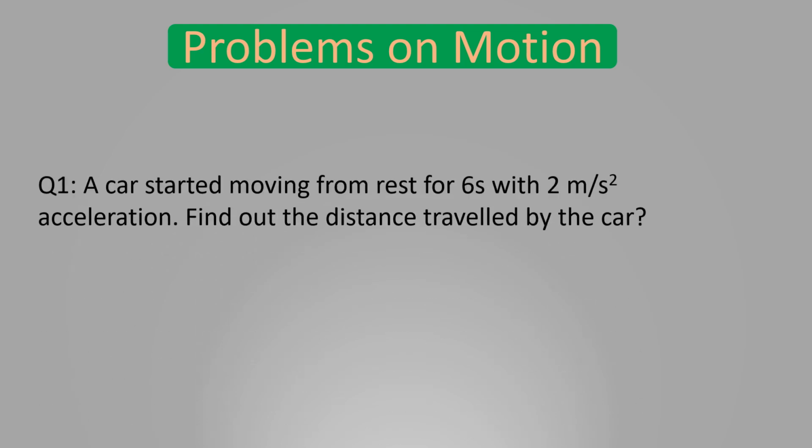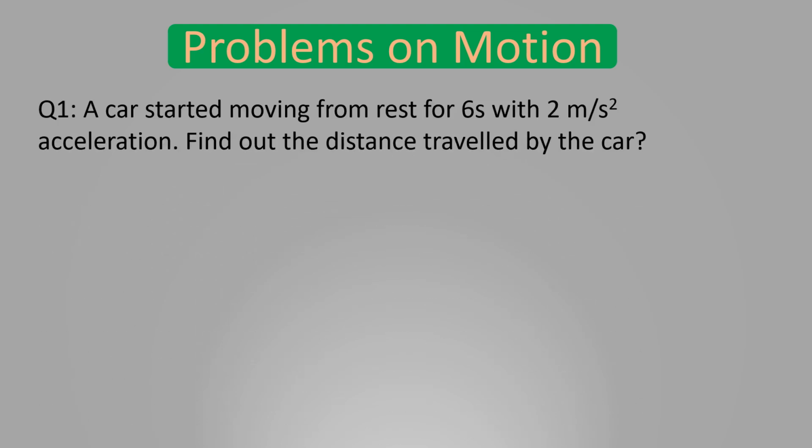Okay, here in this section, we're going to solve a problem regarding motion and how to use equations of motion in different problems. There is a question asked: a car started moving from rest for 6 seconds with 2 meters per second squared acceleration. Find out the distance traveled by the car. So in this problem, we have to find out what quantity is given. The given quantities are initial velocity, that is, the car started from rest, time is 6 seconds, and acceleration is 2 meters per second squared. And we have to find s, the distance traveled by the car.